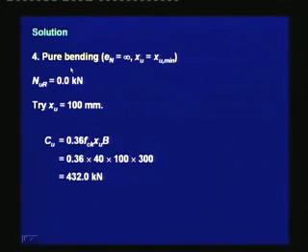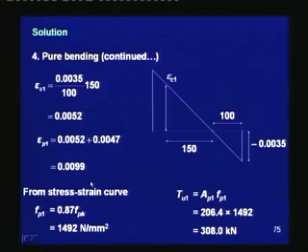For the pure bending case, NUR is equal to 0, and now we are trying to solve the equations by trial and error. We select Xu is equal to 100, we calculate the value of Cu, which is equal to 432 kilonewtons. We are calculating the values of epsilon C1 from the strain compatibility relationship. Then we calculate epsilon P1 from the stress strain curve.